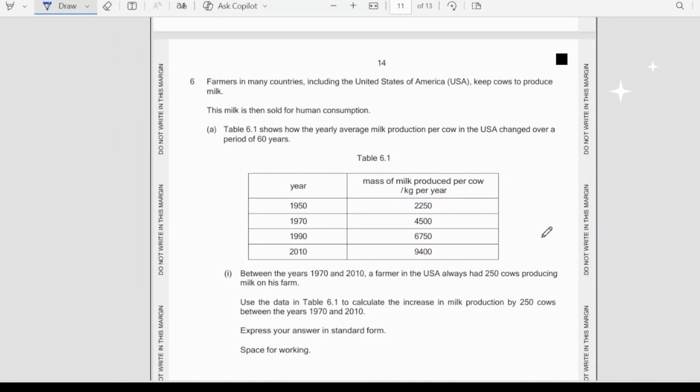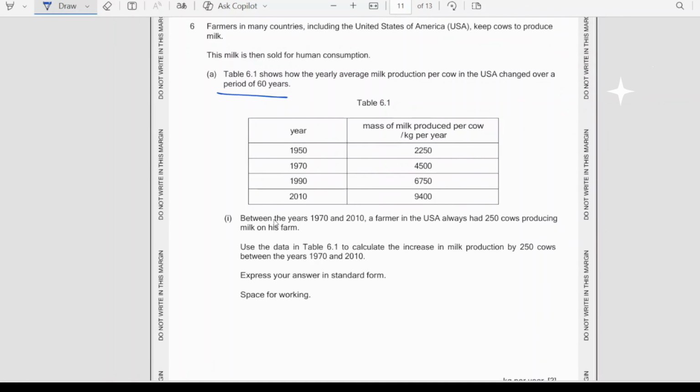Farmers in many countries, including the USA, keep cows to produce milk that is used for human consumption. Over the last 60 years, they have given you data. So you have to tell, between the years 1970 to 2010, there are always 250 cows. Use the data in table 6.1 to calculate the increase in milk production by 200 cows. This calculation is a bit tough. Okay, subtract.